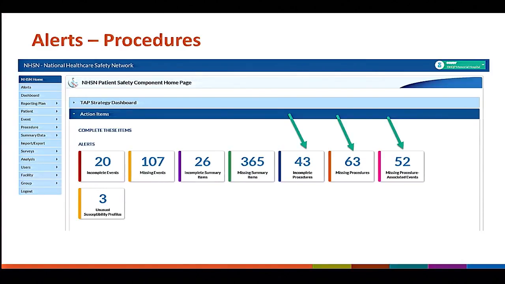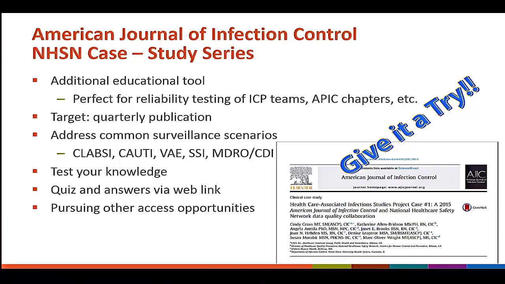And if you are on the NHSN Patient Safety Component homepage and you see alerts, they're there for a reason. You've got to pay attention to these alerts and address them. Otherwise, your data will be incomplete and not included in an analysis. This is just an example showing that there are a lot of incomplete procedures, a lot of missing procedures, and a lot of missing procedure-associated events. Don't just keep clicking out of it. Know that those are there for a reason, to be addressed.